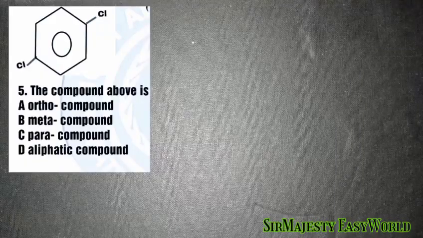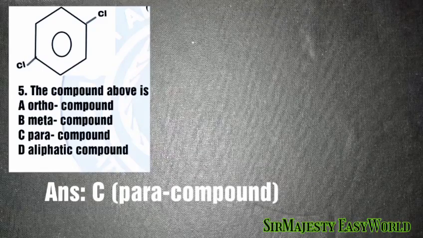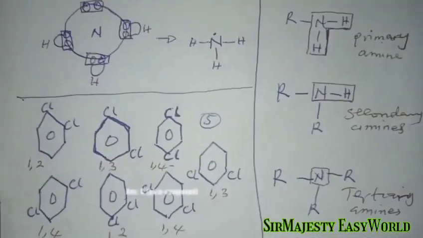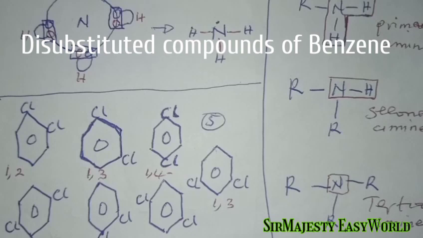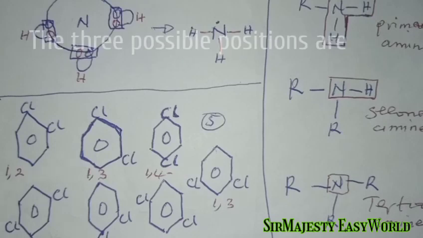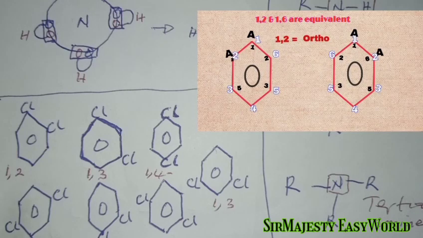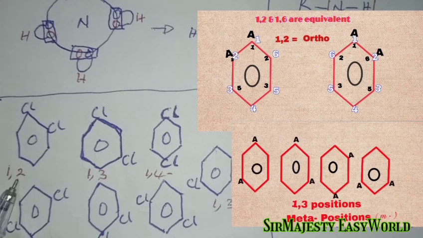Number five has a structure, which is asking us about the compound above. The answer is C, para compound. See it clearly here. In naming disubstituted compounds of benzene, you have ortho, meta, para. Ortho means 1,2. When the substituent groups occur at carbons 1 and 2, that is when they are adjacent to each other, as you can see here, very close and not separated by a carbon atom, you call it 1,2, and that's what you call ortho compounds.